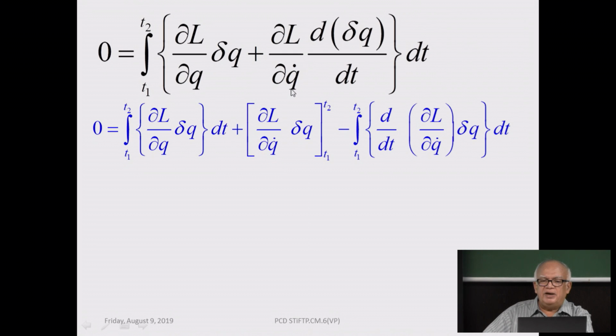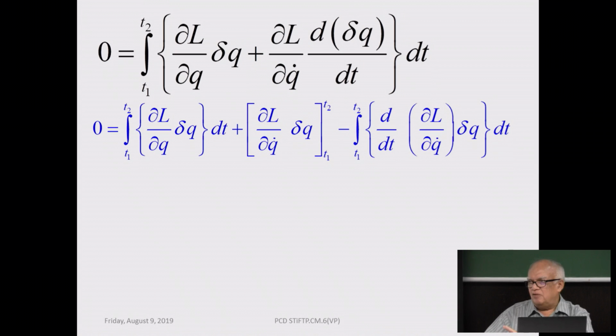So you have del L by del Q dot, and this is the integral of the differential of delta Q. So it is delta Q itself, and you will need to take the difference in the values of this quantity between the upper limit and the lower limit. I pointed out that this is a definite integral, so you have to take the difference, and then the second term will involve this d by dt of del L by del Q dot delta Q dt, right?